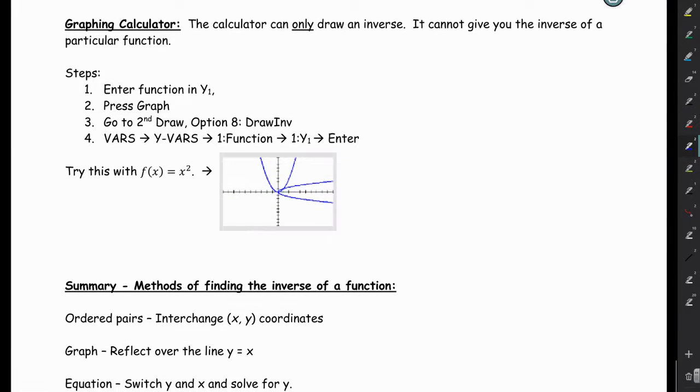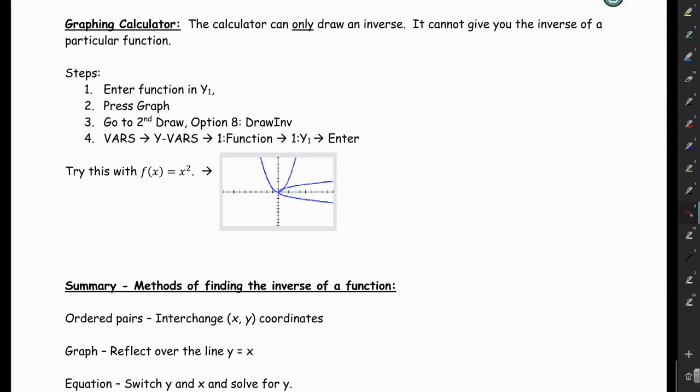All right, now we're going to look at inverses on the graphing calculator. So the calculator can only draw an inverse. It can't give you the inverse of a particular function. So we're going to use our calculator to draw it. And these are the steps right here, but I'm just going to demonstrate it right on the calculator.